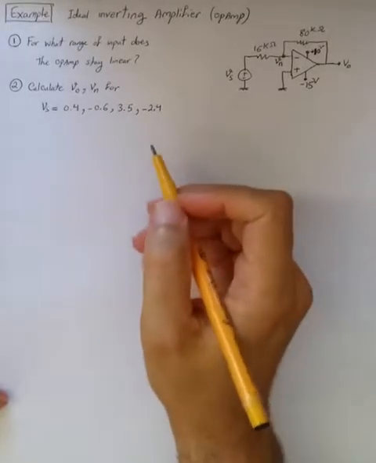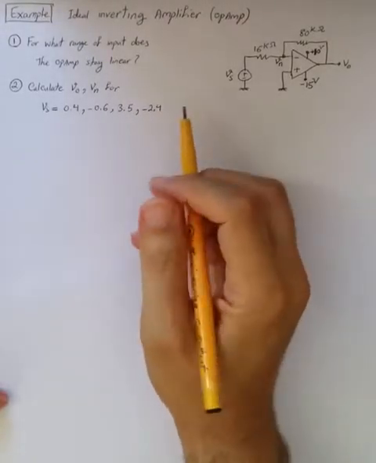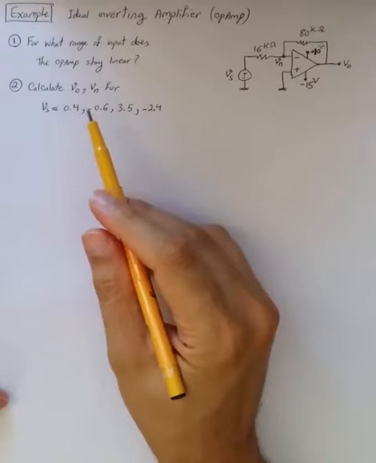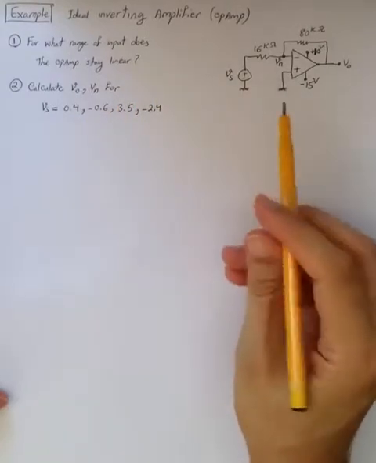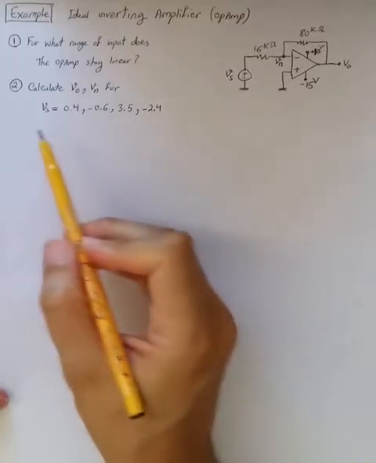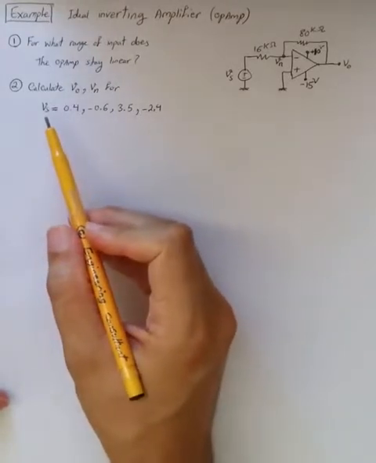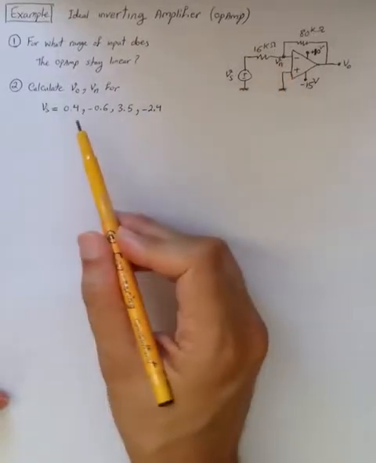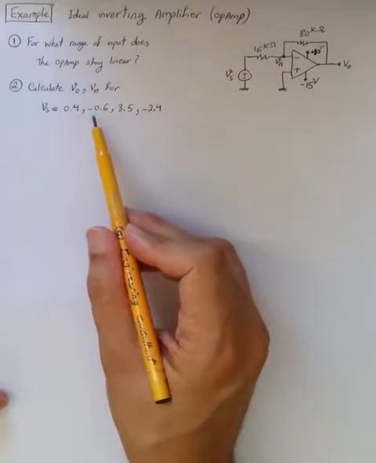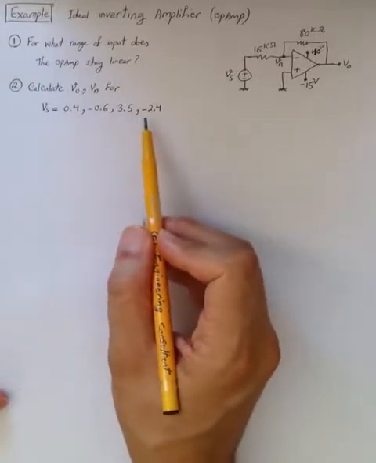Here is the example of an ideal inverting op-amp amplifier. For what range of input does the op-amp in this example stay linear? And the second question is, calculate the value of VO and V at the inverting terminal, Vn, for the cases of Vs equal to 0.4, minus 0.6, 3.5, and minus 2.4.